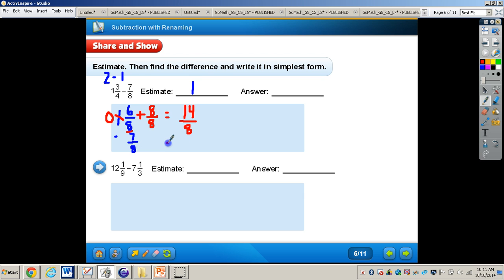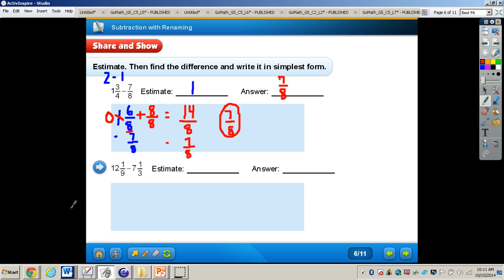Okay, and now that 7/8 will stay the same. I did not need to regroup anything there. Now if I take 14 minus 7, that's going to give me 7. Denominator stays the same for a total of 7/8. I look at my final answer. That's close to my estimate, so I know it's reasonable. So my answer is 7/8.